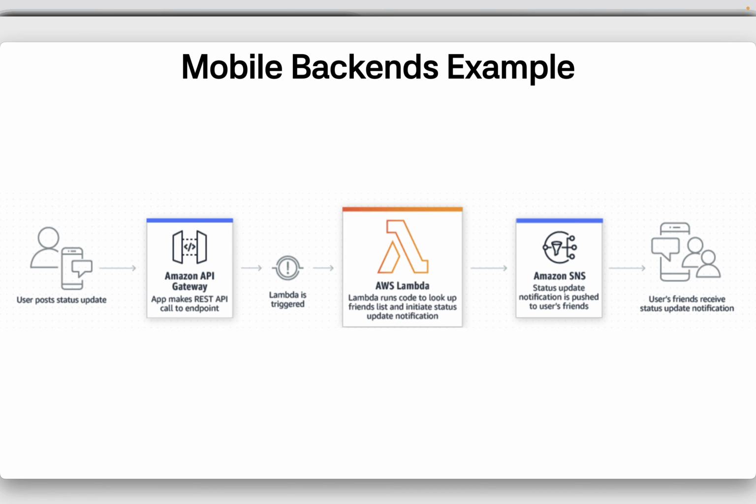This is a mobile backends example. A user posts a status update. The post triggers an API Gateway. The API Gateway invokes an AWS Lambda function. Lambda checks the user's friend list and sends out notifications. Amazon SNS delivers the status update notifications to the user's friends.